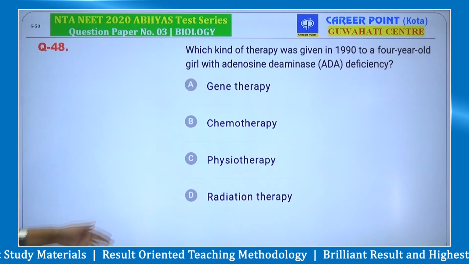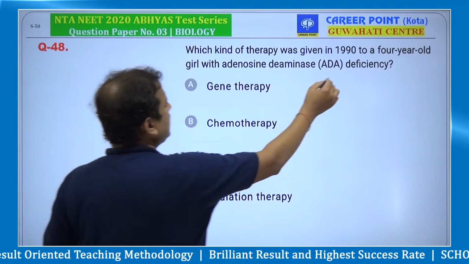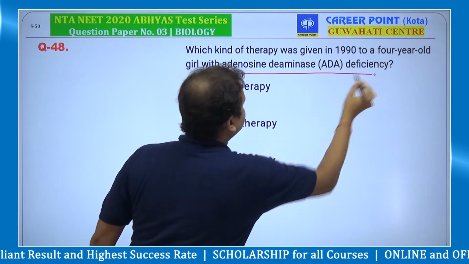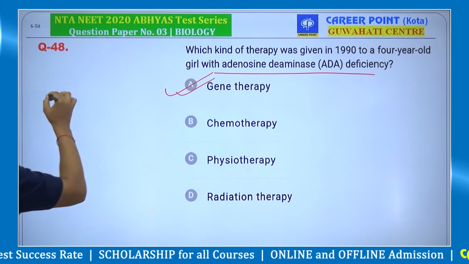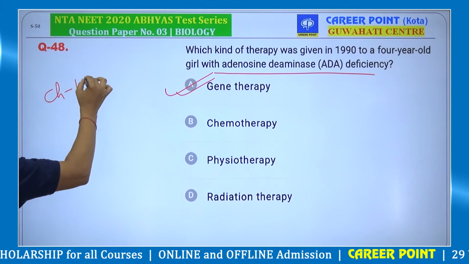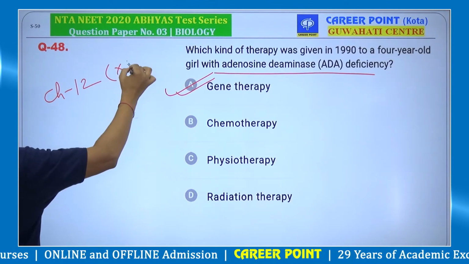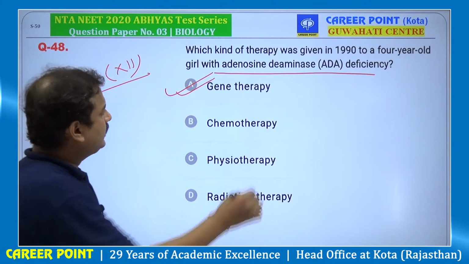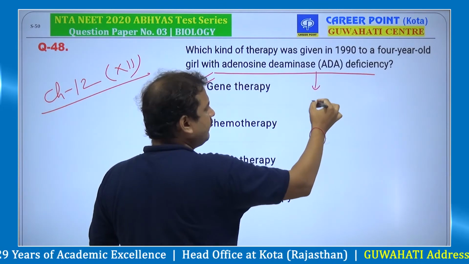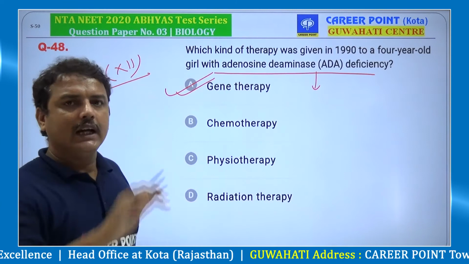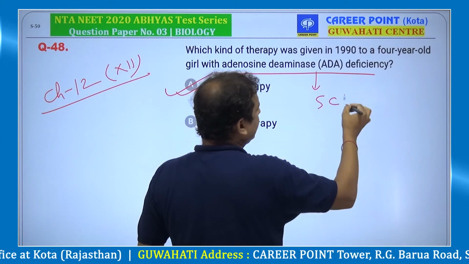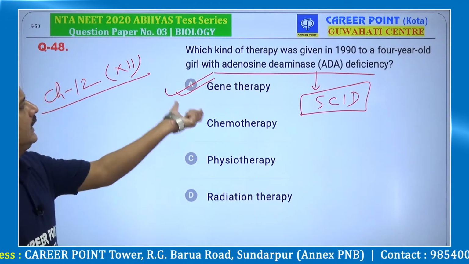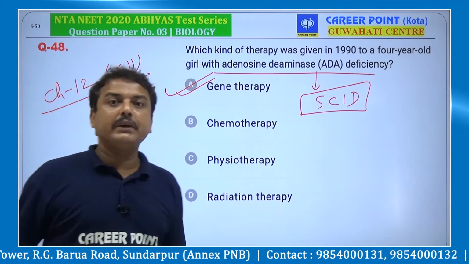Next, which kind of therapy was given in 1992 to a 4-year-old girl with ADA deficiency? The answer is gene therapy, directly from the NCERT book, chapter number 12, class 12, application of biotechnology. So gene therapy, as you know, this deficiency occurs in the lymphocytes, which leads to a disease called SCID, that is severe combined immunodeficiency disease. So that can actually be cured by gene therapy.